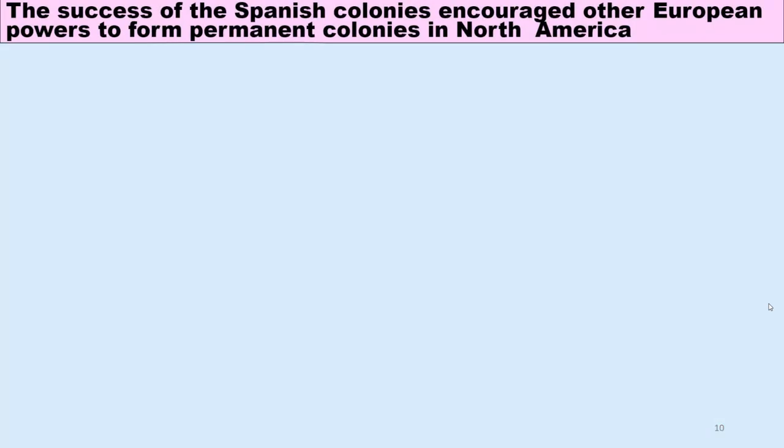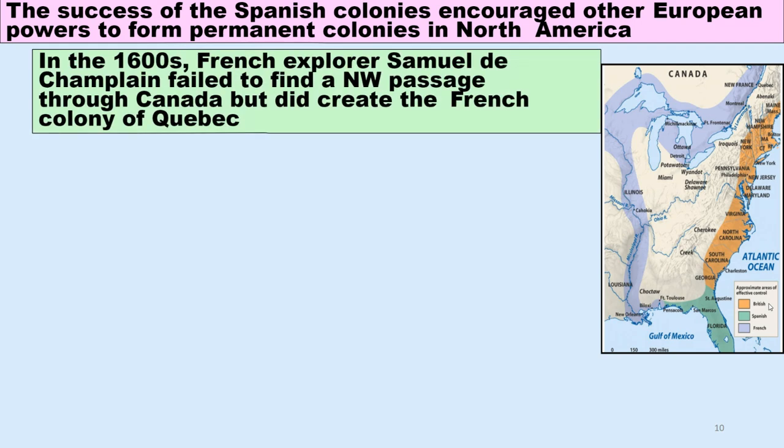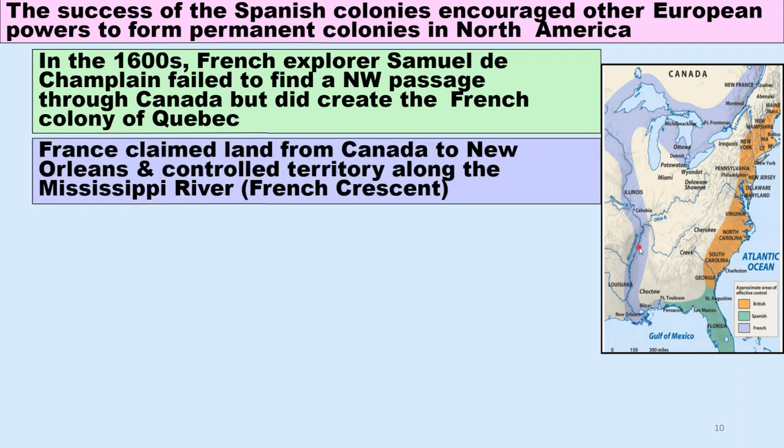So the success of the Spanish, different European nations now look around and say, oh my gosh, we can go and become rich as well. So the French send over Samuel Champlain, and he comes down the St. Lawrence River, and you're going to get this French crescent that is created from Quebec through the Great Lakes, down the Mississippi River to what will be New Orleans.